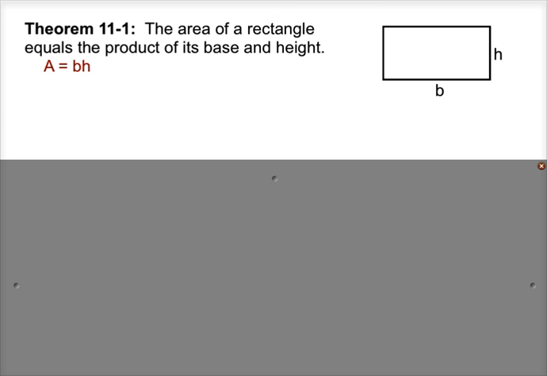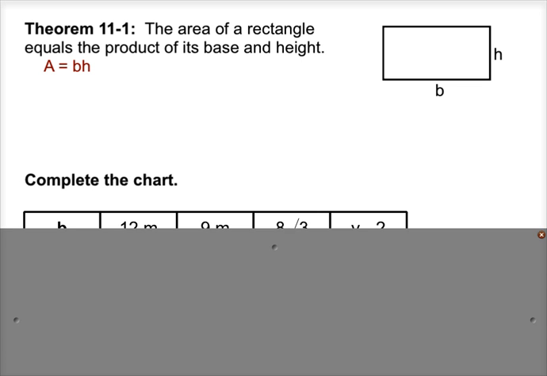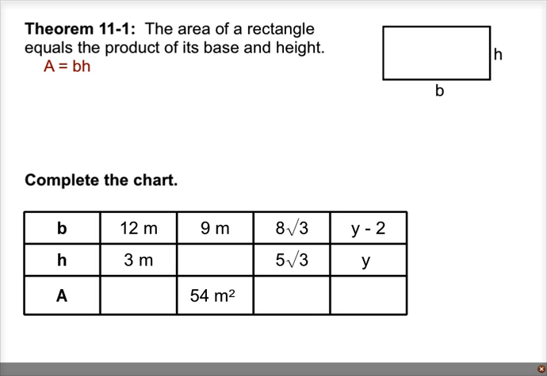Theorem 11.1, the area of a rectangle equals the product of its base and height. So A equals BH. A lot of times you've also heard length and width. We're going to use base and height. So just multiply the two numbers together and you would have the area of the rectangle. So complete the following chart. They're giving me the base, height, and area for rectangles.